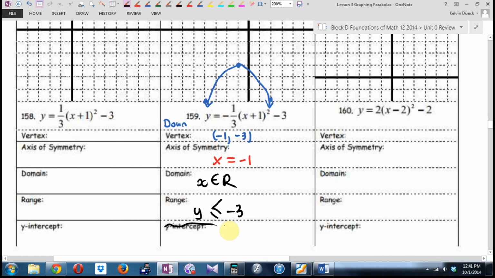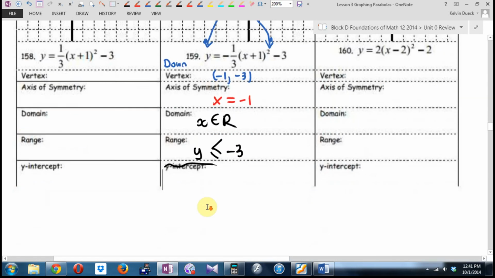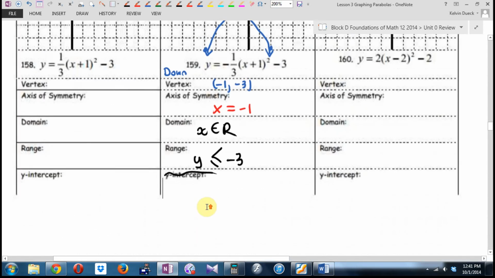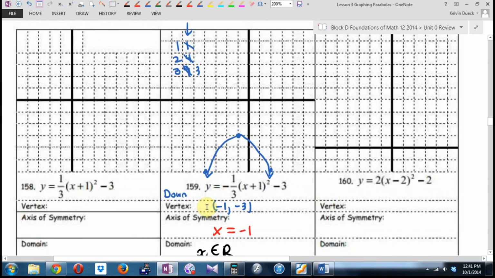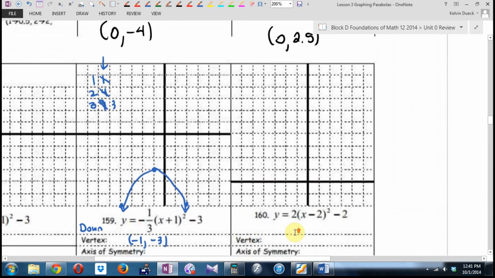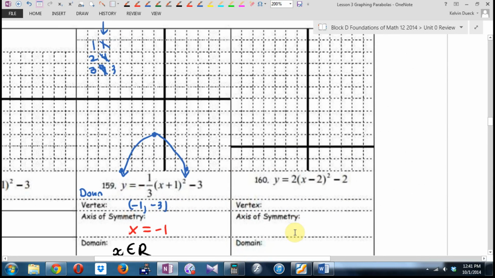Okay. One more, and I'm going to turn you loose. Let's do number, how many got that okay? Okay. Number 160. Is it a parabola? Check.